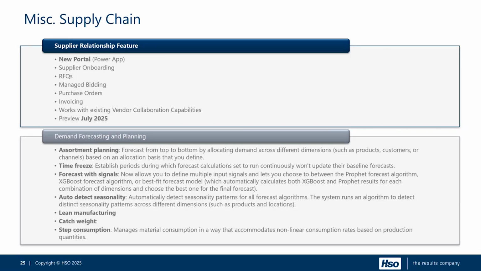At the minute, you have to put your own seasonality in there and adjust if it doesn't pick that up in your forecast. But now, as you can see, it's going to auto detect that. So you'll get your spikes and your troughs in there as you'd expect without you having to massage the data. And also the functionality and data elements are being included to enable lean manufacturing, catch weight, and step consumption. And these were not really feasible before, so that's quite a big leap forward. So anyone who's been thinking about diving into the demand forecasting and planning tool, it's getting a lot better, and it's getting a lot more flexible for you.